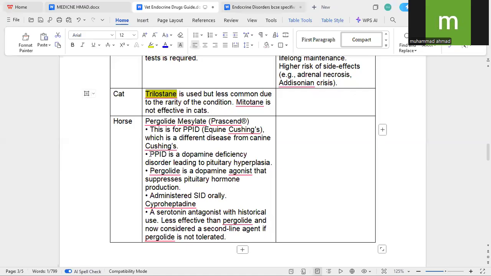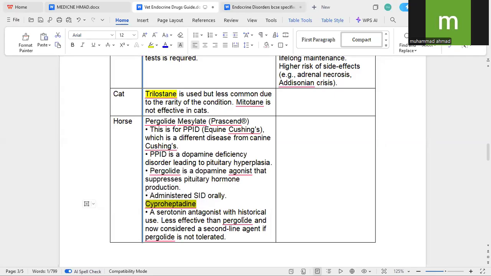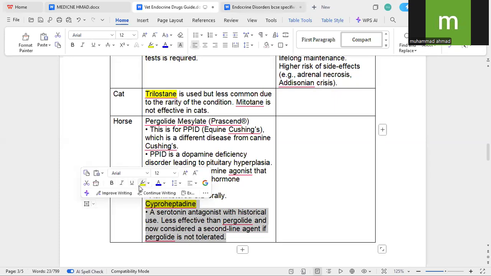PPID is a dopamine deficiency disorder leading to pituitary hyperplasia. Pergolide is a dopamine agonist that suppresses pituitary hormone production. We use cyproheptadine. Basically, it is used for anorexic conditions. A serotonin antagonist with historical use, less effective than pergolide and now considered a second line agent if pergolide is not tolerated. This is all important.